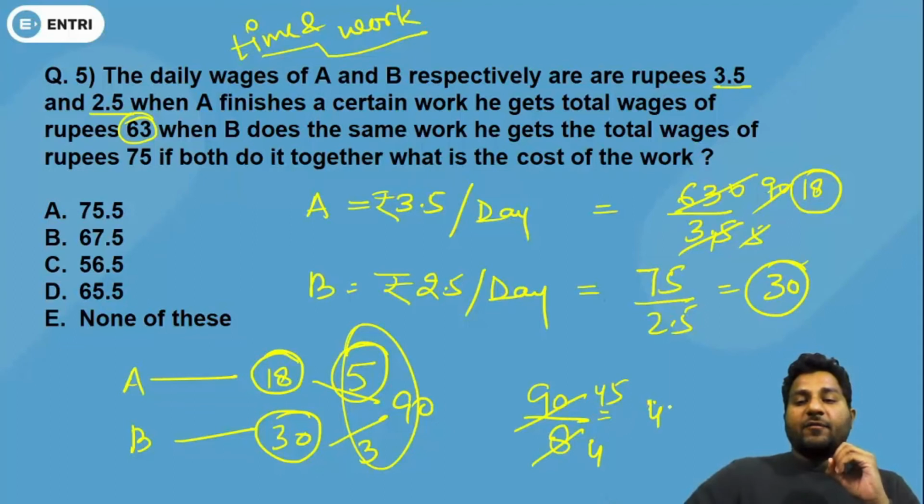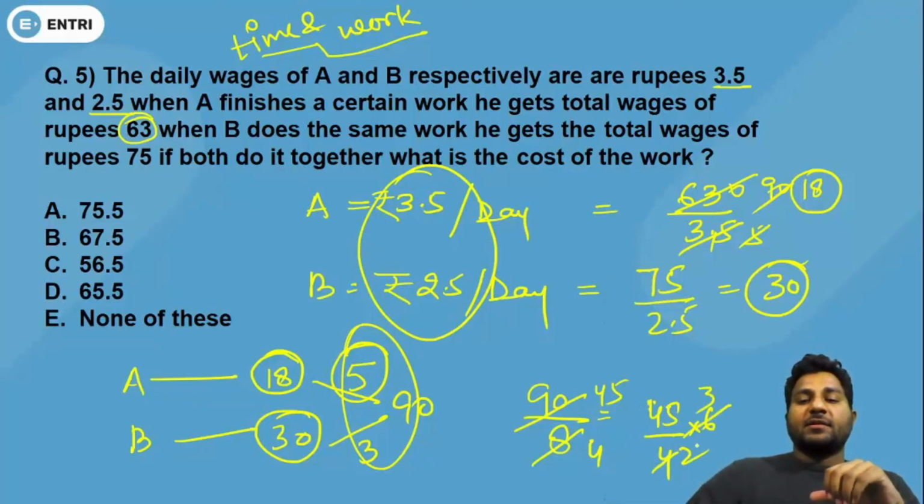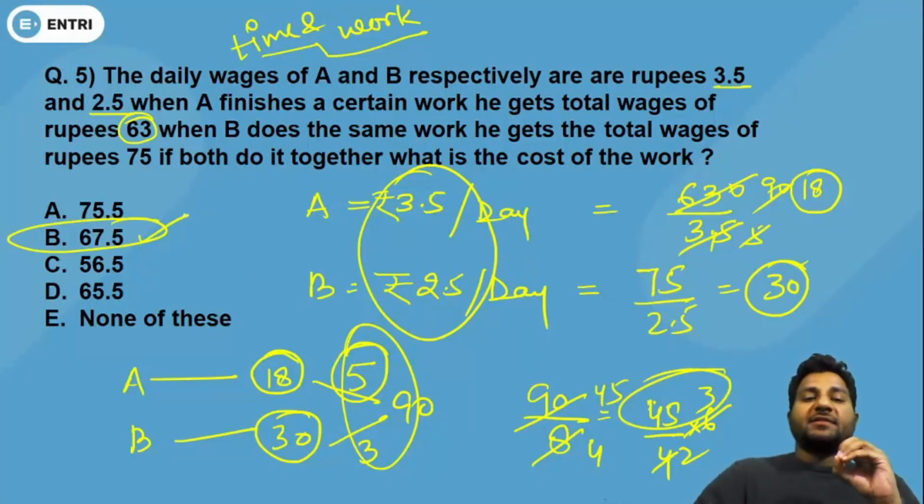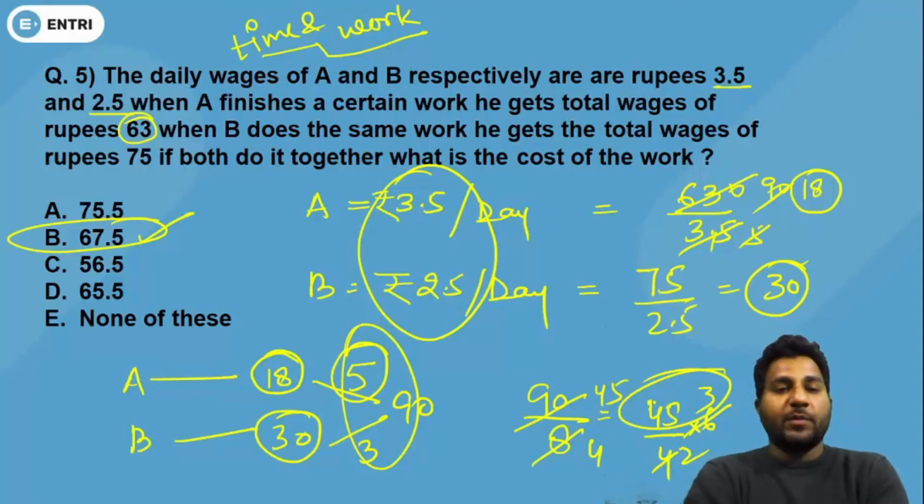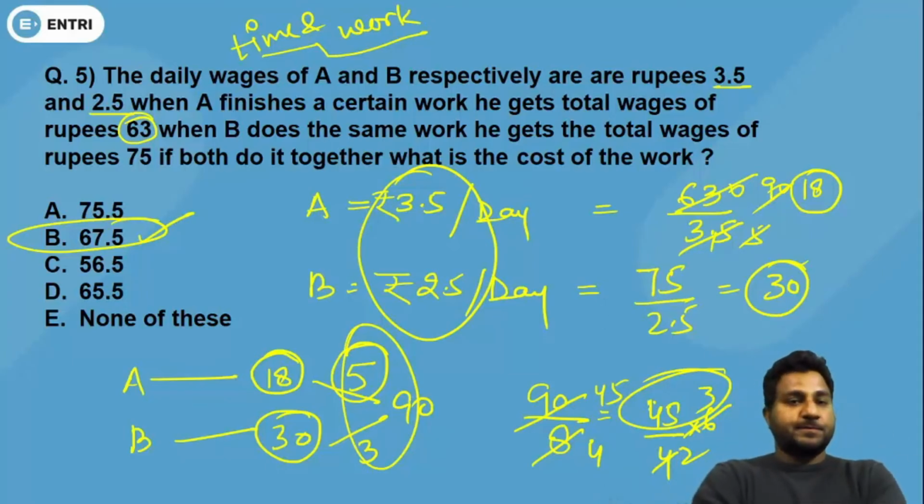Then you will get 45 by 4. But remember, we need to find the total cost. So the total cost of the combined work will be 6 rupees. That means the answer would be 67 point. After multiplying by 3 and dividing by 2, you will get 67.5 rupees as the answer. I hope you all have understood this.